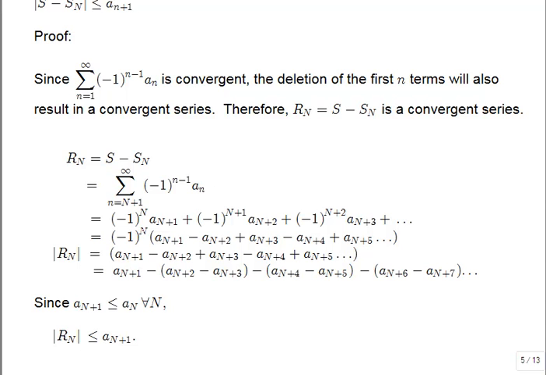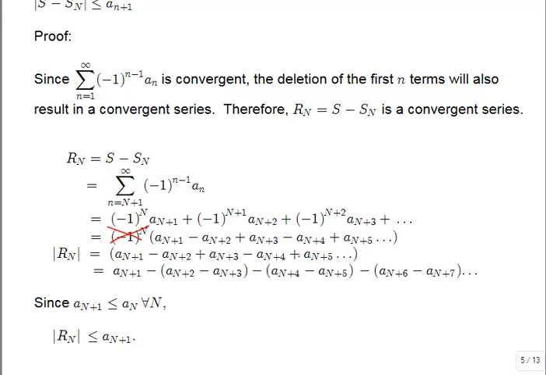So if I pull out that negative 1 to the n, I'll be left with a positive a sub n plus 1, a minus a sub n plus 2, a positive a sub n plus 3, a negative a sub n plus 4, and so forth. So these terms inside here alternate signs. Now if I take the absolute value of our remainder, that's going to cancel out this negative 1 on the outside and make it turn positive. So we're just going to get those alternate terms right here.